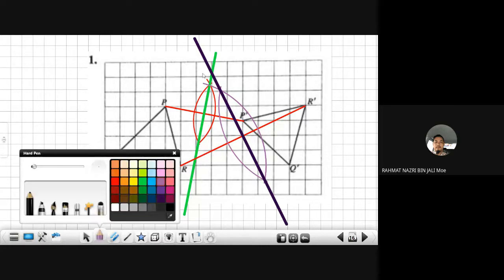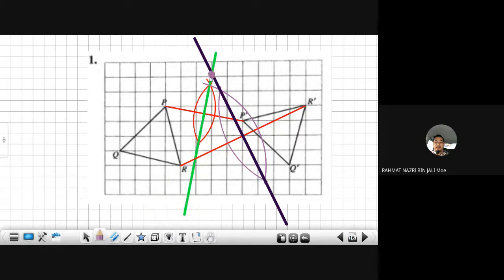Jadi kita akan jumpa di sini. Di sini kita akan label, okay, agak-agak di sinilah. Dan kita akan label dengan C. C is the center of rotation of these two image and object. Betul? Boleh? Okay, bagus.